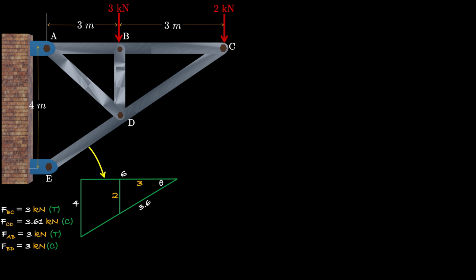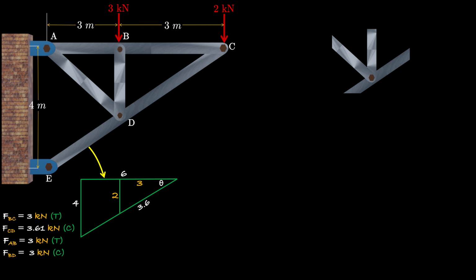The last joint that we're going to look at is joint D. Why? Because now we have the force acting on member BD, which is a known thing. Now we have the force acting on the member DC, which is a known thing. So only AD and AE are left to determine. So let's isolate our member right here.